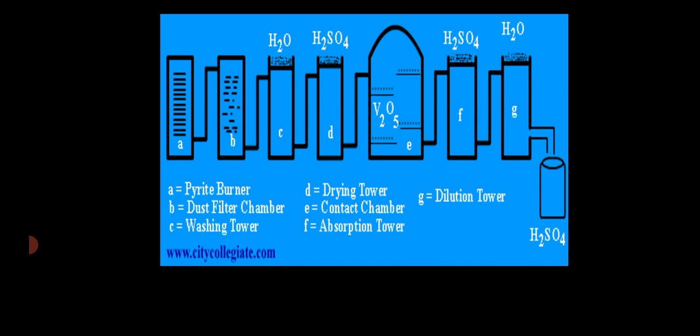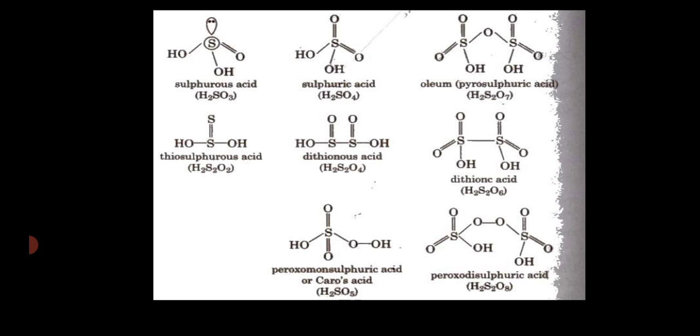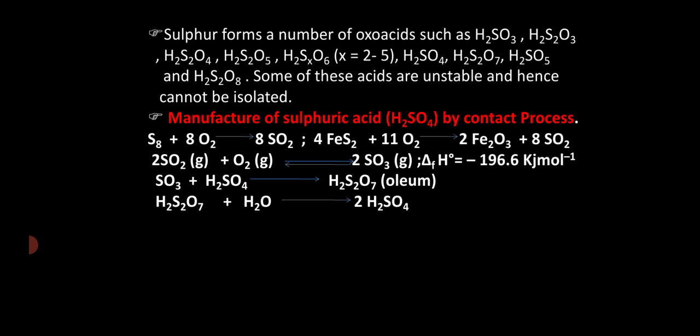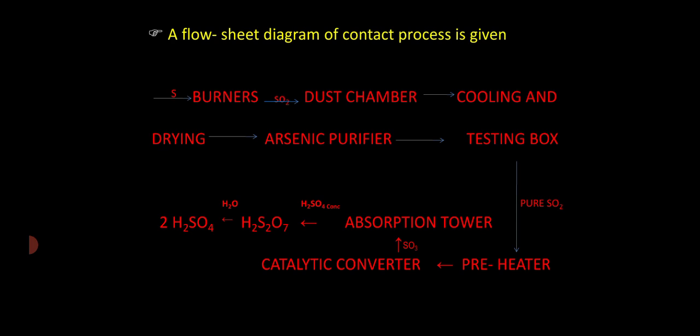In the absorption tower, the sulfur trioxide formed in the contact tower is led to the absorption tower, where it is brought in contact with concentrated sulfuric acid from the top of the tower. I can show you the reactions here. SO3 plus H2SO4 forms oleum, and this oleum further reacts with water to form sulfuric acid, H2SO4, the last equation. Got it? So here in the absorption tower, first it reacts with concentrated sulfuric acid to form oleum. Oleum further reacts with water to form sulfuric acid.